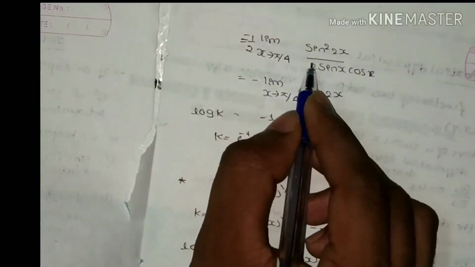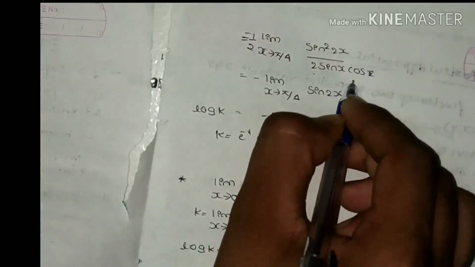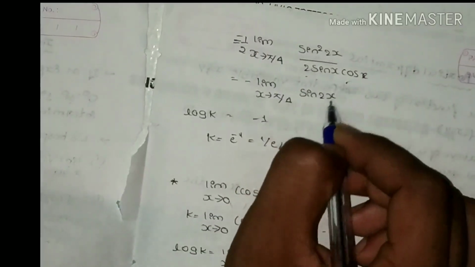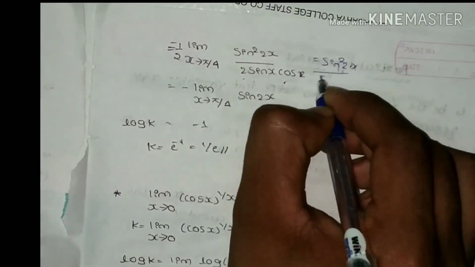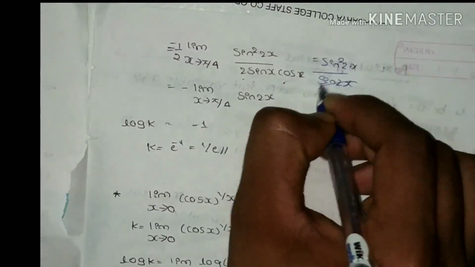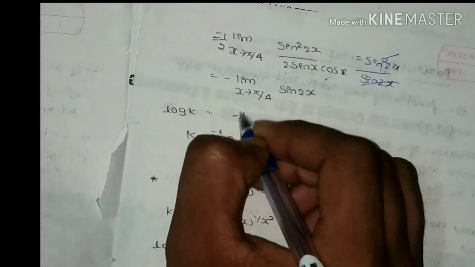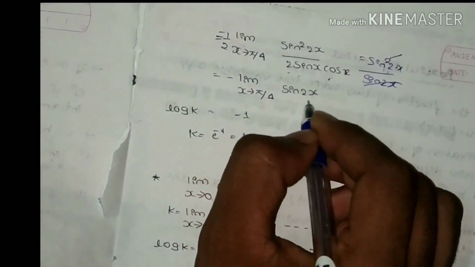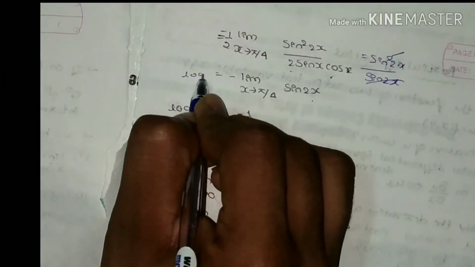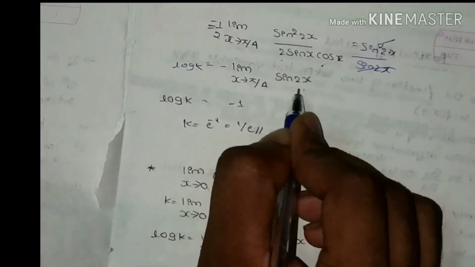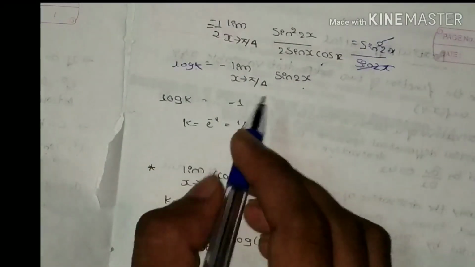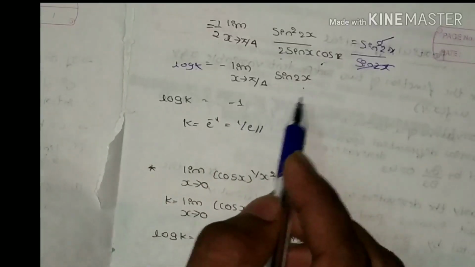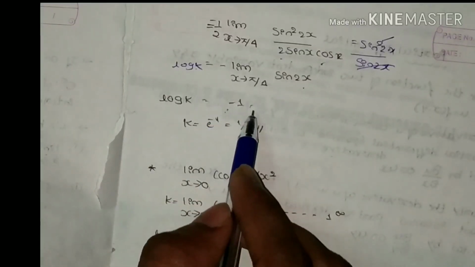Now limit x tends to pi by 4 of sin square 2x divided by sin x into cos x. By the standard result, 2 sin x cos x is sin 2x, so sin square 2x divided by sin 2x. One sin 2x and another sin 2x get cancelled. So here, minus the limit of x tends to pi by 4 of sin 2x. Here log k is there, so we have to find the value of k. Apply the limit: wherever x is there, put pi by 4. Sin pi by 2 is 1, and here minus is there, so that is minus 1.